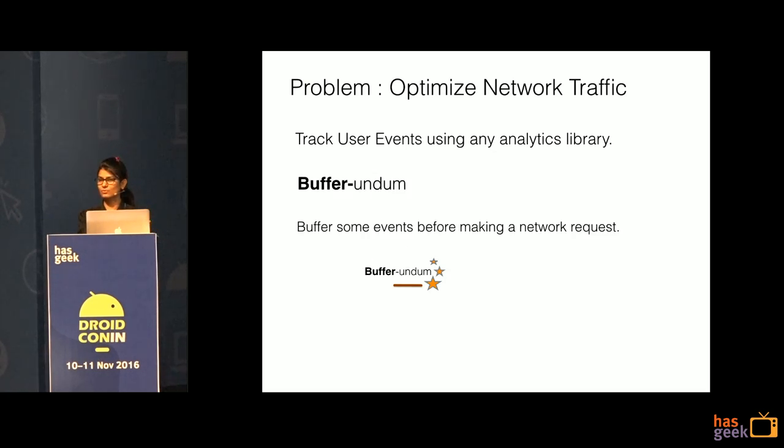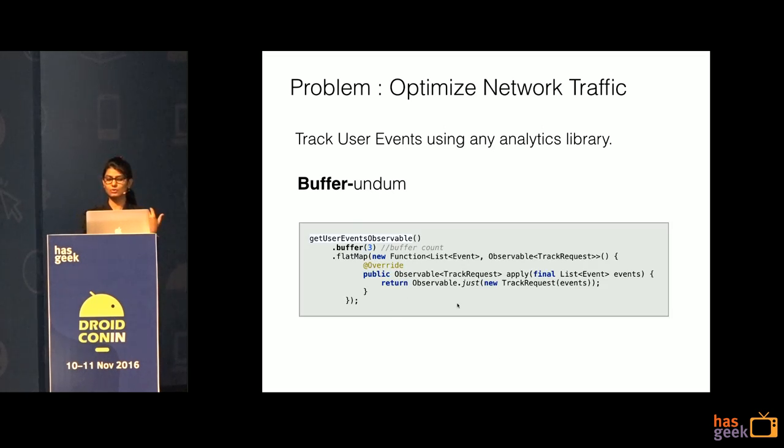So what we can do is use the buffer spell, or the buffer operator, over here. We can buffer some events before making a network request. But you would have to see if your tracking analytics API supports that kind of operation, and can send a chunk of events instead of one event at a time. It can send a list of events. So this is how we are going to do it. We get an events observable, buffer 3 events at a time, and send a list instead of one item at a time. So we won't be putting much load on the API or the server.